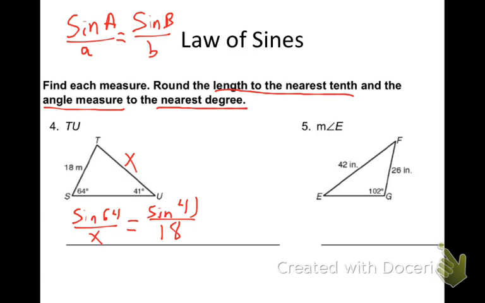So now when I do this, I want to try and be precise. Don't try and round early because you're going to get some different answers. So I'm going to take the sine of 64 times 18. Then I'm going to take that number divided by the sine of 41, because we're just using cross products here. So sine of 64 times 18 divided by the sine of 41. Now I'm going to get a side length here.